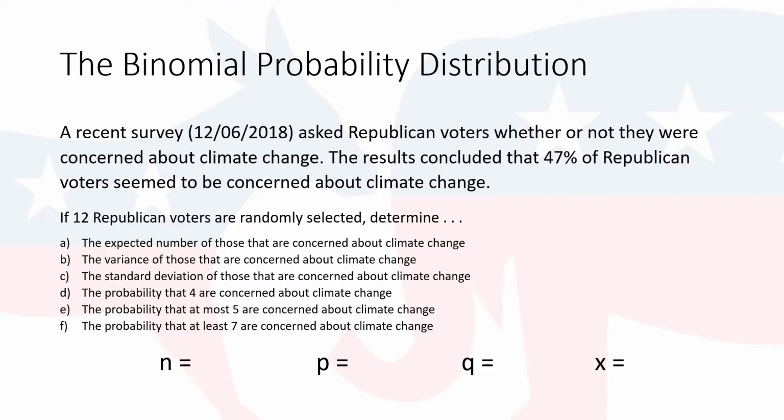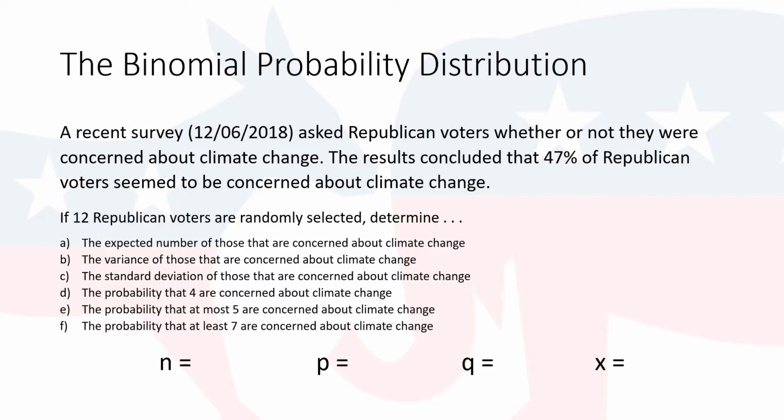Let's look at part F. F asks about the probability that at least 7 are concerned about climate change. That's 7 out of 12, and it's at least 7. That means the least amount could be 7, which means 7 or more. So that would be either 7 would be concerned, or 8, or 9, or 10, or 11, or 12. Now you can't go more than 12 because we're only selecting 12 people for this particular problem. Also, we can't go below 0 because that would be meaningless.